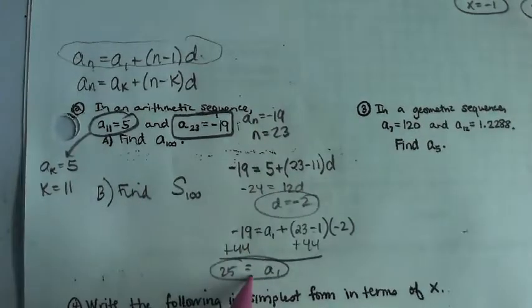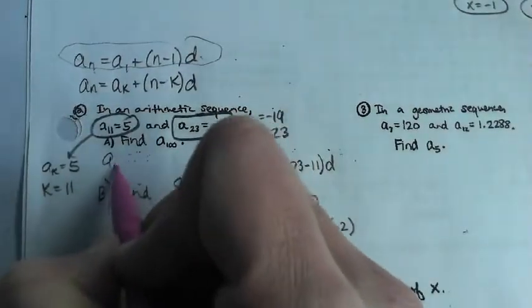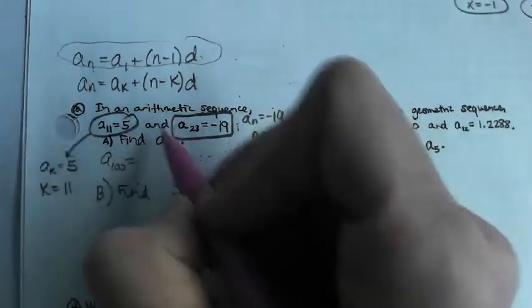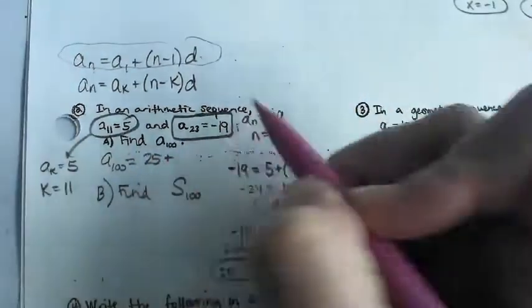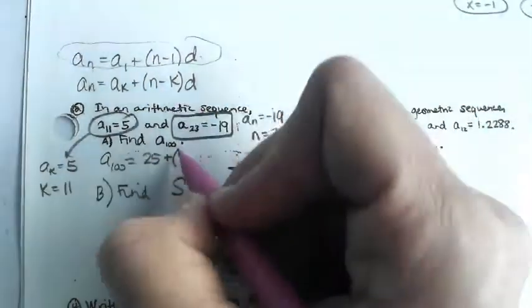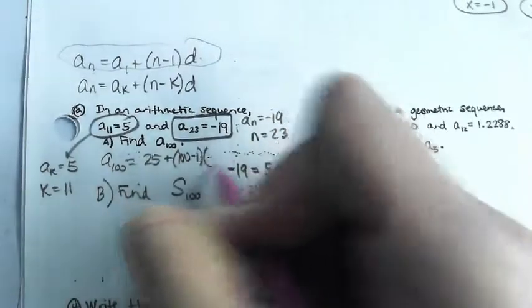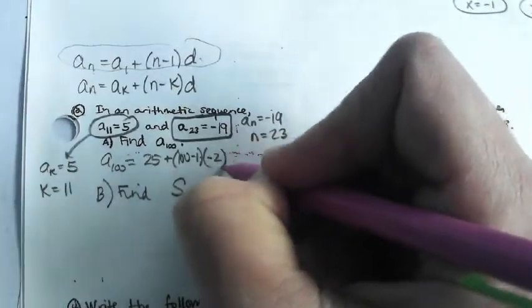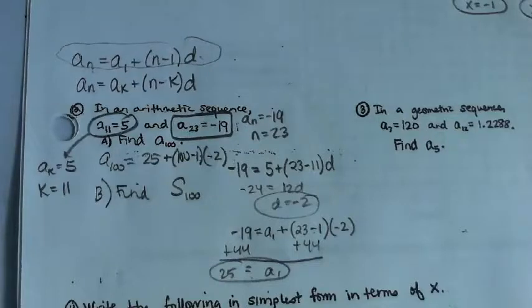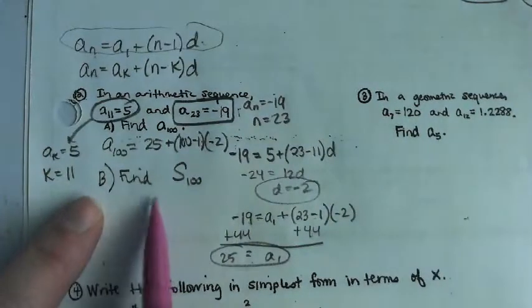But I'm going to use A sub 1 now. So A sub 100 equals A sub 1, which is 25, plus n minus 1, we're on the 100th term, times my common difference of negative 2. So that would find you the 100th term. And then did I write this in by hand? I added this B yesterday. Did I have you do that?